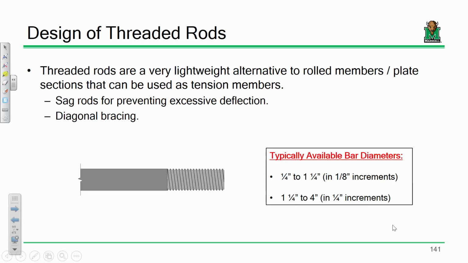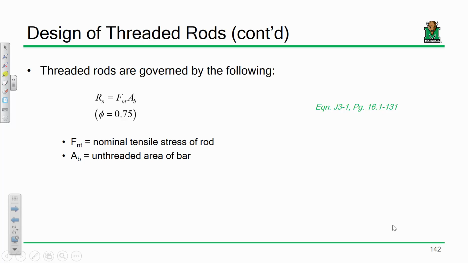Now, one of the things you will find about threaded bar design is that typically you have a round bar and the threads are cut into it, so the net area is always less than the gross area, okay? And you think, when would the net area ever be greater? Well, it would be if you had an upset rod. An upset rod is when the end is actually thicker and the threads are cut into this thicker section. But upset rods are very, very uncommon, and so typically your net area is always going to be smaller than the gross area. Now, the capacity is very, very simple.